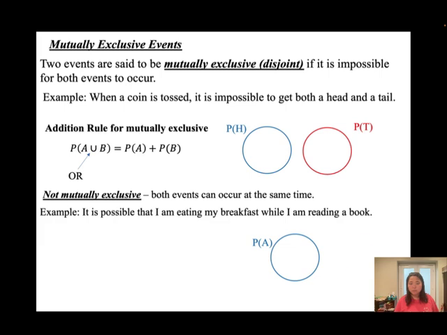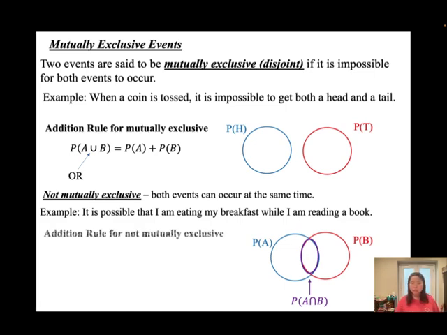So the diagram is going to look like that. You can see at this part, this is maybe the probability of eating my breakfast. And this part, the red here, is the probability of reading the book. And in the middle, this part here, this is talking about A and B. So in the middle here, this represents the probability that I'm eating my breakfast while I'm reading a book.